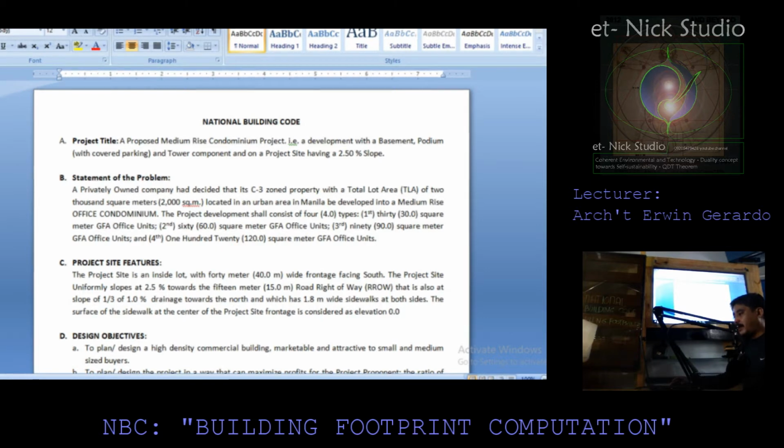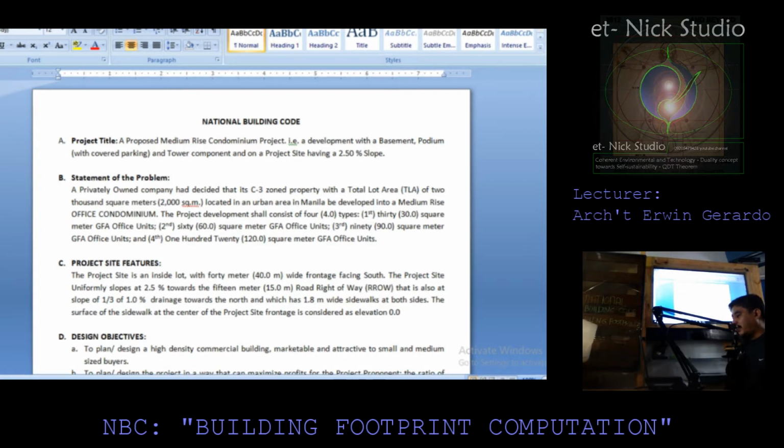Statement of the problem: a privately owned company had decided that its C3 zone property with a total lot area, abbreviated as TLA, of 2,000 square meters, located in an urban area in Manila, be developed into a medium-rise office condominium. The project development shall consist of 4 types. First type is 30 square meters. So this is actually the gross floor area of the office units.